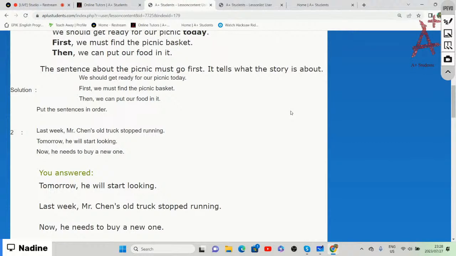Which means that they are not ready. The picnic is at whatever time. So we should get ready for our picnic, right? Then we say first, we can find the picnic basket. Then you can either say secondly or you can say then, depending, or you can just say lastly. Then we can put our food in it, right? So time order words tell us what the story is also about. And in order for you to know what the story is about, it needs to be in order, or we can say in chronological order, right?